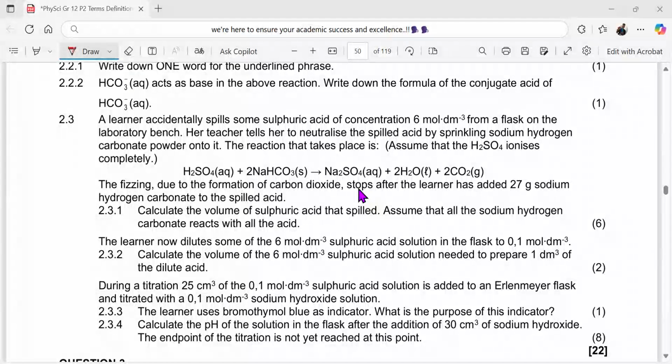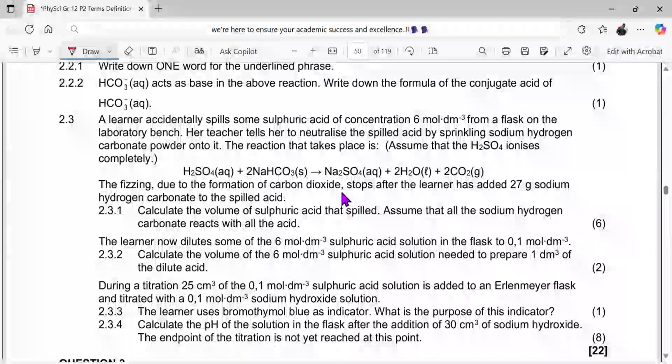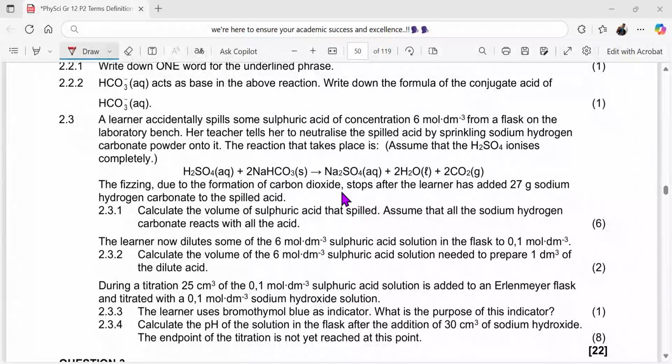The learner uses bromothymol blue as an indicator. And they say, what is the purpose of an indicator? That's what they're actually asking. Does anyone have any idea of the purpose of an indicator? Why do we need an indicator in an acid-base reaction anyway? You can just turn on your microphone and tell us if you know it.